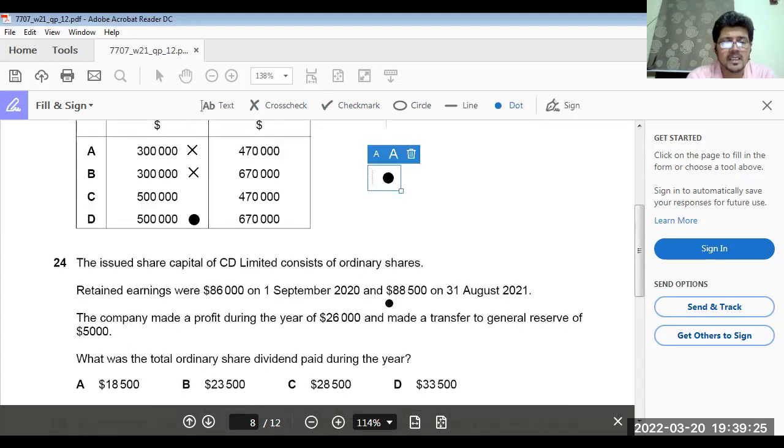Got it? Okay. Now, the issued share capital of CD Limited consists of ordinary shares, with retained earnings of 86,000 at the start of the year and 88,500 at the end of the year. The company made a profit during the year of 26,000, and made a transfer to general reserve of 5,000. What is the total ordinary share dividend paid during the year? So we have to make a statement of retained earnings. Starting retained earnings 86,000 plus 26,000 profit minus 5,000 transfer to general reserve, minus ending retained earnings 88,500, gives 18,500. Option A is the answer.